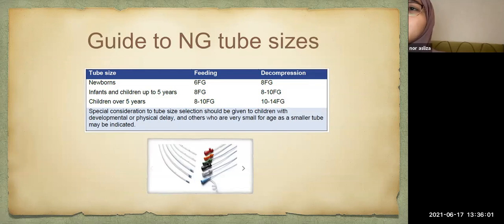Okay, for the nasogastric tube size for newborns, we use the smallest size for feeding and also for decompression. Usually for decompression, we use one size bigger than the feeding one. Okay, next slide.